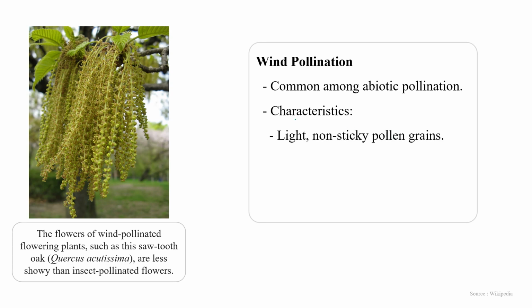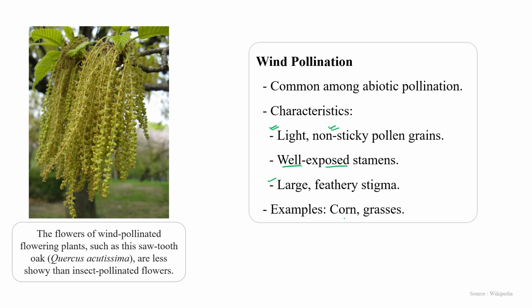To transfer the pollen grain through wind, pollen grain should be light in weight. These must be non-sticky. Okay, and in that case the stamen should be well exposed. Sometimes pollen grains are large, or the stamen is also large, and pollen grains sometimes have feathers, so they can very easily move from one end to another end. So, large and feathery stigma, well exposed stamen, so that they can easily interact with each other. So pollen grain should be light and non-sticky, stamens well exposed, and stigma large, so very easily pollen grain can settle down there, and it should be feathery. What are the examples? Examples are corn and grasses.